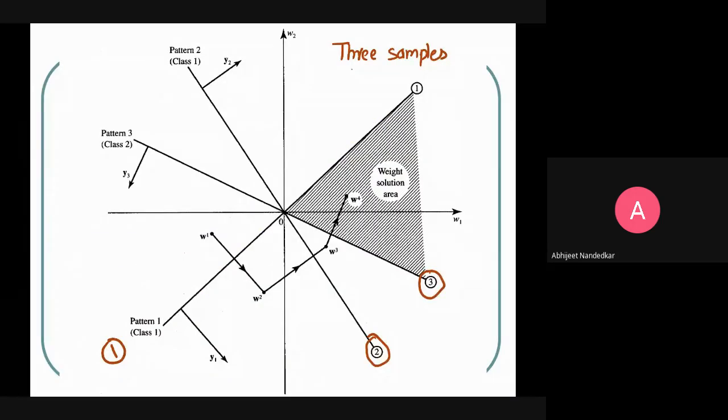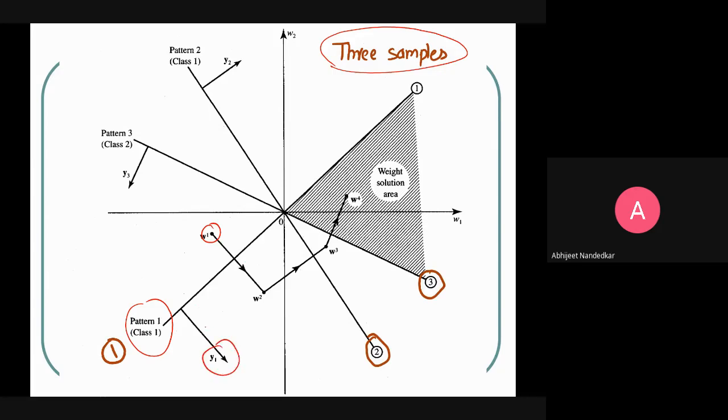Now take a 3 samples example. I was traveling, initial guess is here. I started my journey with sample 1, which belongs to class 1. So this is the direction of Y1.